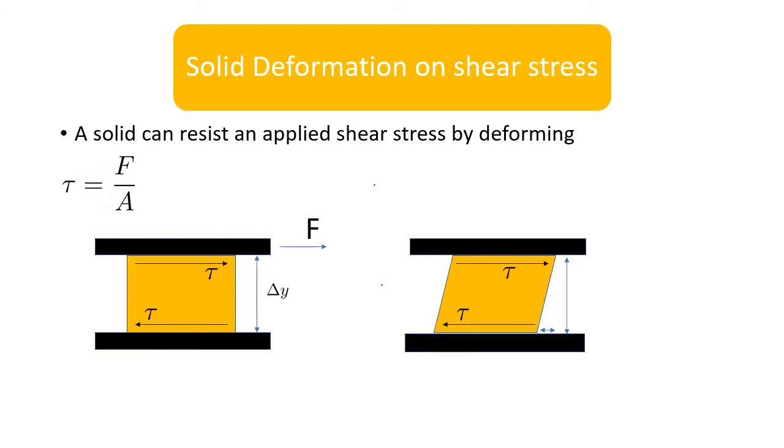If the shear stress is within the elastic limit, the solid stops deforming, and when the shear stress is removed, it returns to its initial position. The shear stress causes a shear strain, which is defined as delta x by delta y, which is equal to tan theta. And since theta is small, tan theta can be approximated as theta.